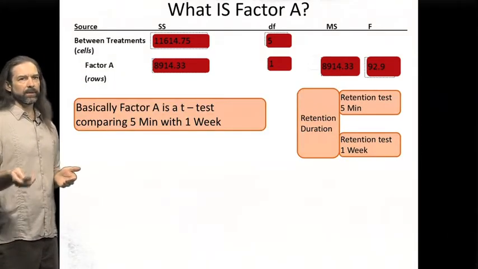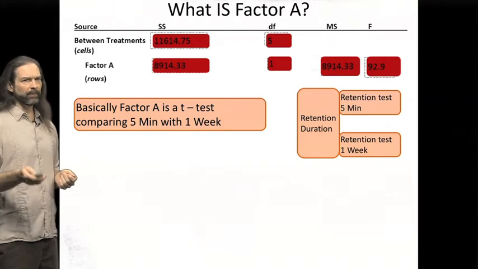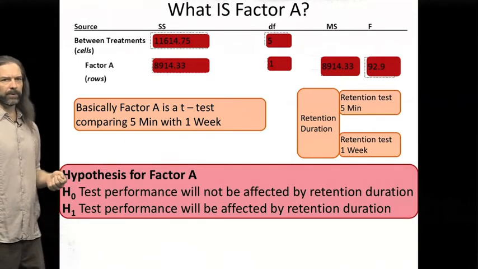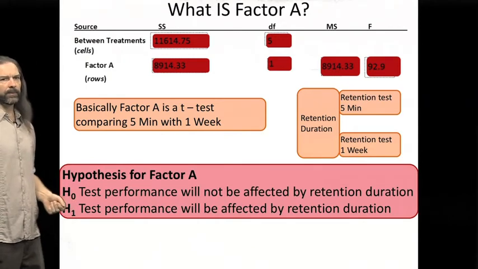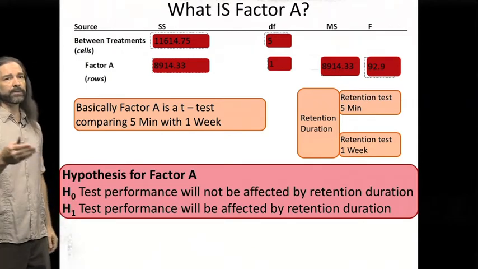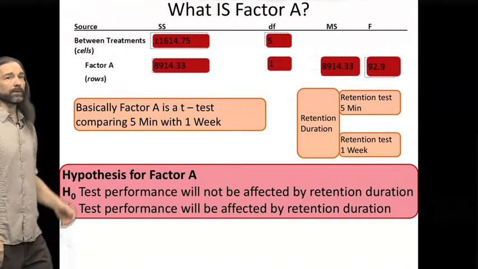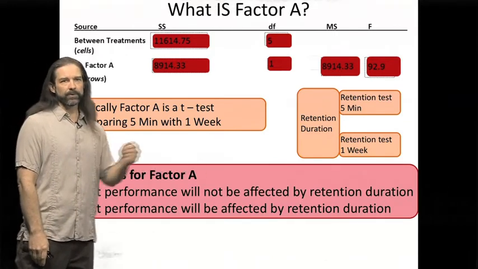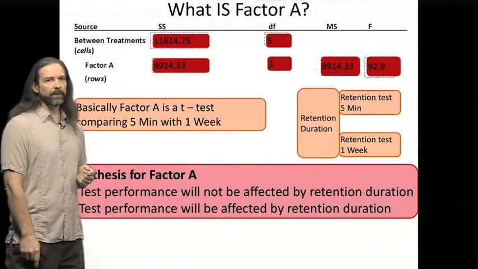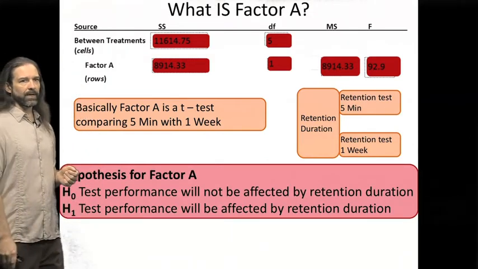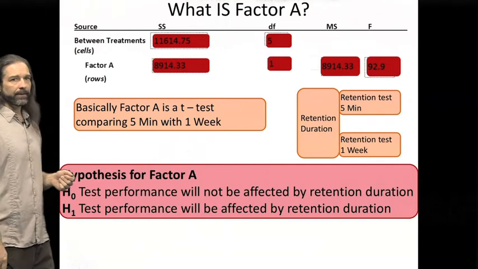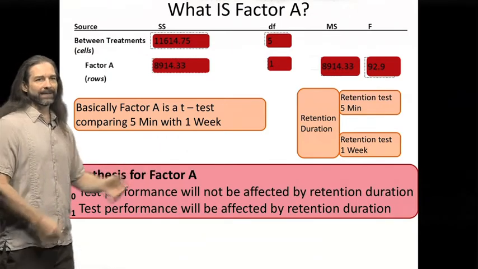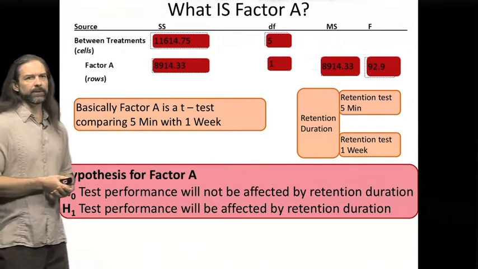So, as I start building that, I need to develop a hypothesis for factor A. So I need the null and experimental for factor A, and the null is basically saying their performance on that test will not be affected by how long we are asking them to remember that information. The experimental is obviously yes, their performance on that test is going to be affected by how long we ask them to maintain that information.